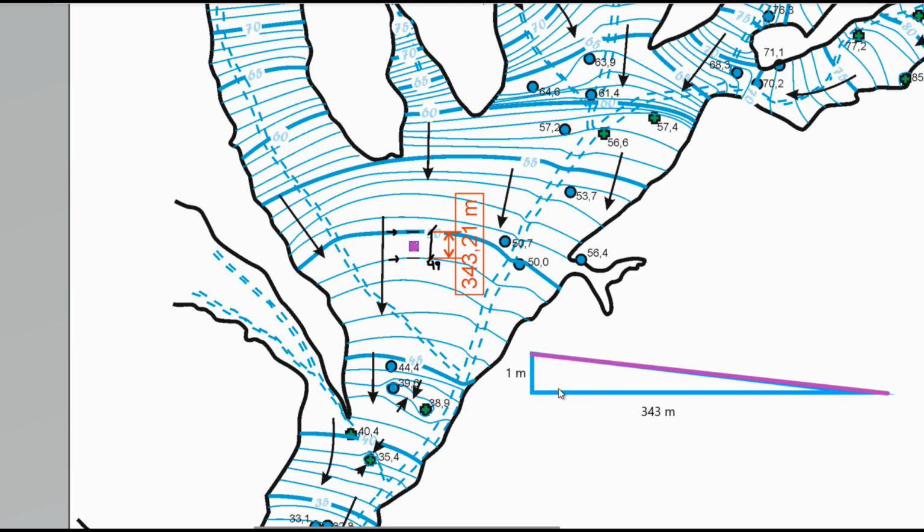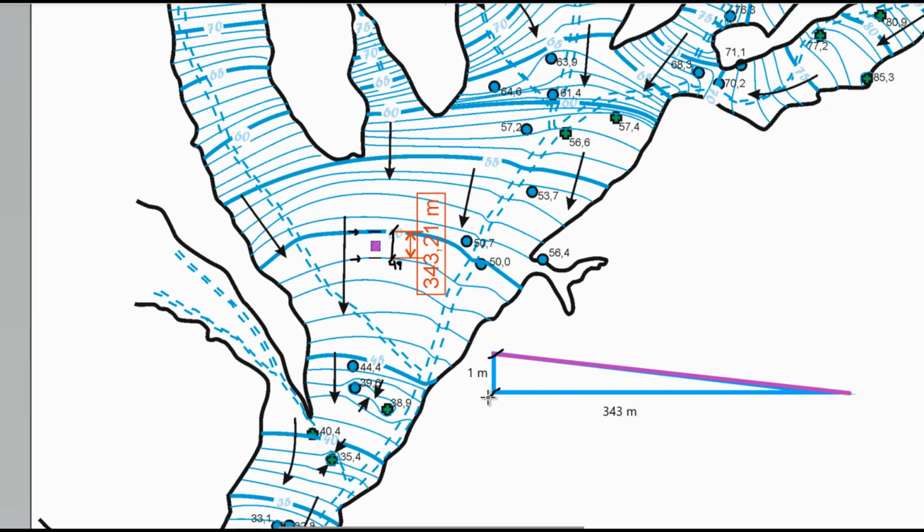For this drawing there is no scale. As you can see, there is a lot of vertical exaggeration, because this segment from here to here tries to represent 1 meter, but as you can see, this segment from here to here is 343 meters. Then the vertical exaggeration is quite big.